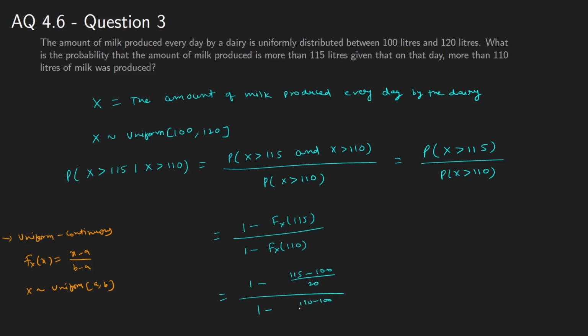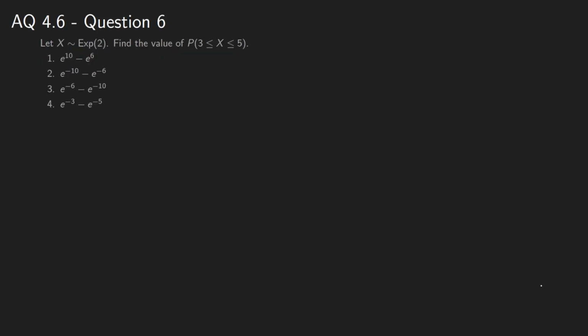100 divided by 20. So it will finally be 20 minus 15, that is 5 by 20, and here it will be 20 minus 10, that is 10 by 20. So this is 1 by 4 and this is 1 by 2. So finally we will get 1 by 2, 0.5. So this is the probability that x will be greater than 115 given that x has already taken value greater than 110.